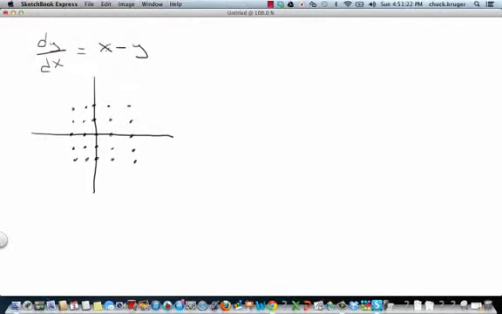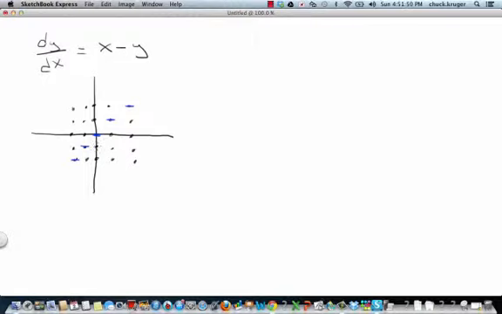So my first one is 0 minus 0. Okay, I'm going to use the origin. I'm going to have a slope of 0. And if you notice, whenever they're the same, I'm going to have a slope of 0. So here I'm going to have 1 minus 1, 2 minus 2, because both x and y are 2, negative 1 minus negative 1, negative 2 minus negative 2. So I'm going to have those horizontal lines.